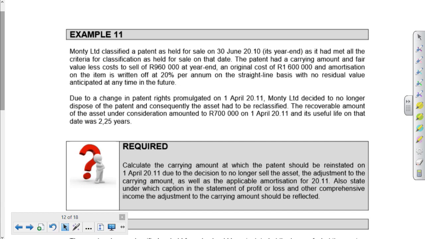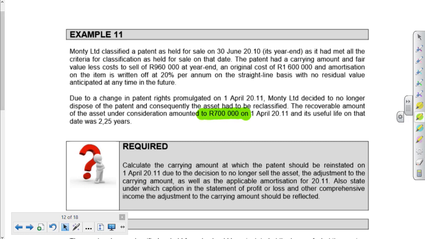Due to a change in patent rights, you can see this was an event really outside of our control. There was a change in patent rights promulgated on the 1st of April, and they decided no longer to dispose of this patent. And subsequently, the asset had to be reclassified from non-current assets held for sale back to intangibles, isn't it? The recoverable amount of the asset under consideration at that date was 700,000 Rand.